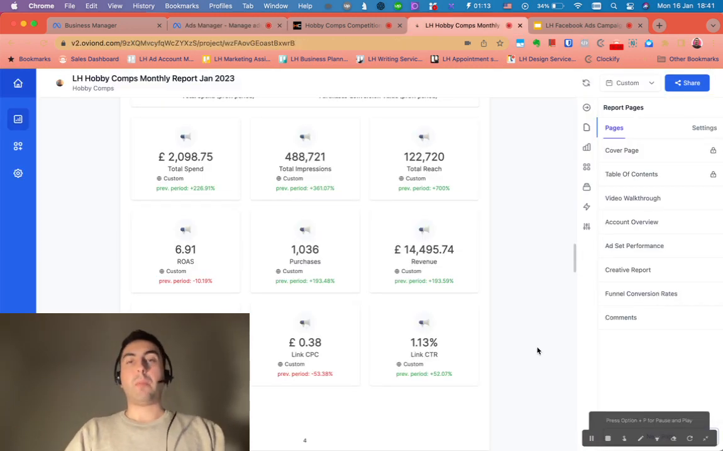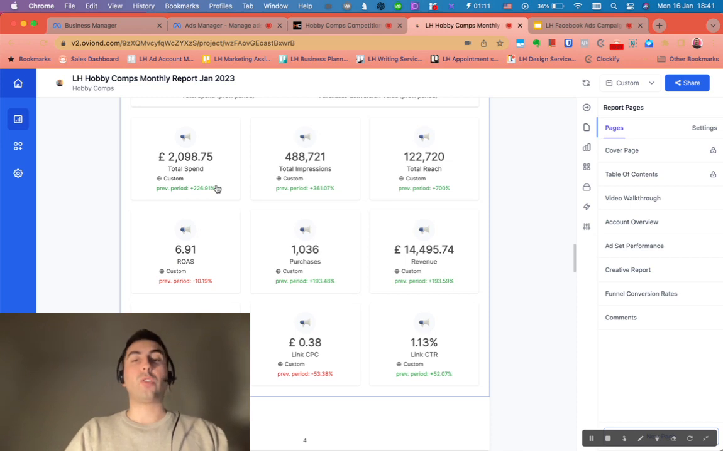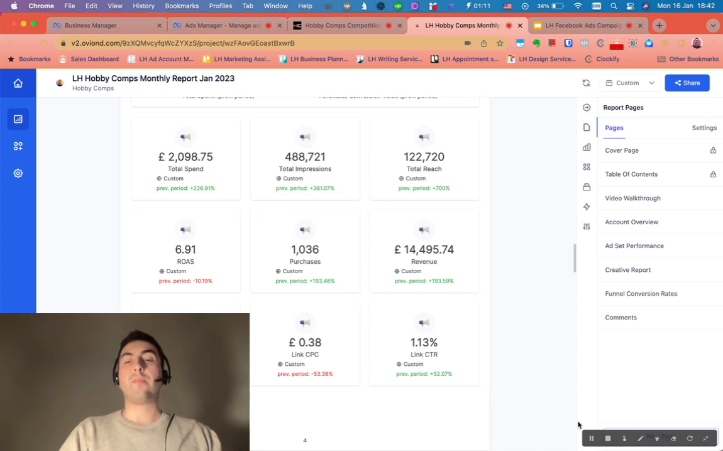And now as a result, in the past 30 days, we've still seen a good return on ad spend of 6.9 times, but we have seen 190% more purchases, more people buying tickets to the competition. So that's 1,036 purchases. That's led to a revenue, a conversion value, of £14,500. That is quite a good number, I think. Almost 7 times return on ad spend from the ad spend of just £2,000. We've also reduced the cost per link click by testing out different audiences and by testing out different creatives, and we've increased the link click-through rate.